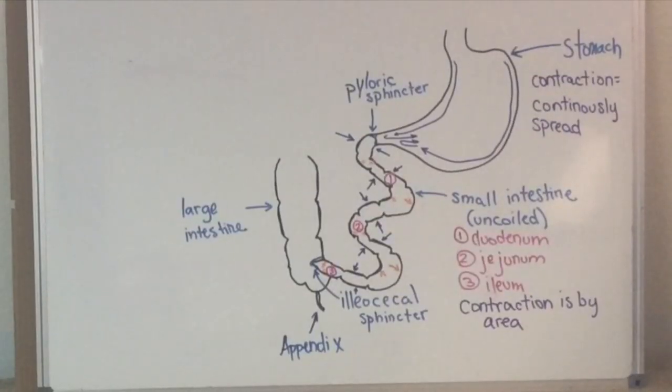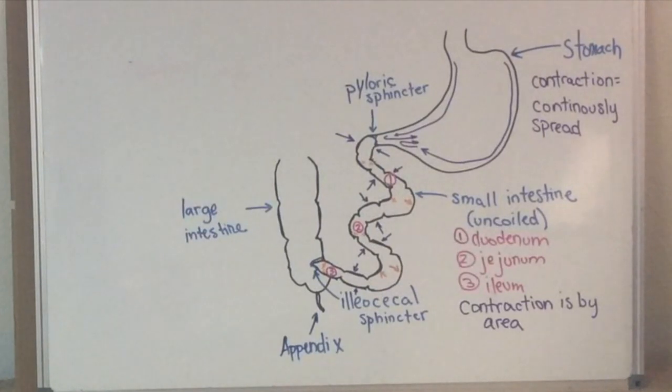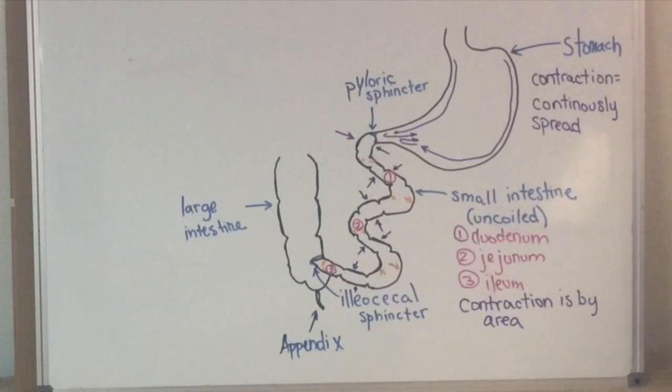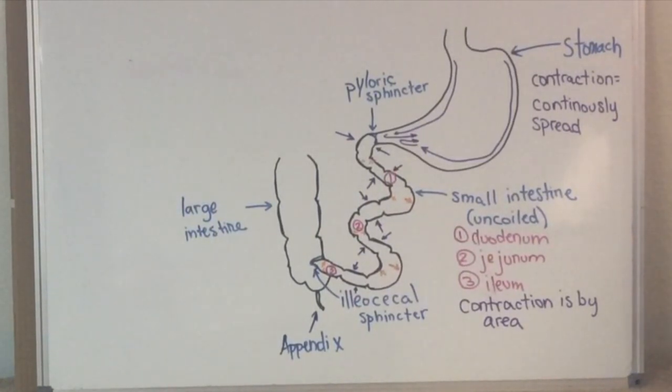In the stomach, contraction initiated by pacemaker cells in the fundus continuously spreads throughout the stomach, ending by the pyloric sphincter. This allows a small amount of mixing to occur within the antrum of the stomach and also forces food down towards the antrum. In the small intestine, contraction is by area. It does not continuously spread from the top of the small intestine down to the bottom of the ileum. Instead, what happens is an alternating contraction by area.